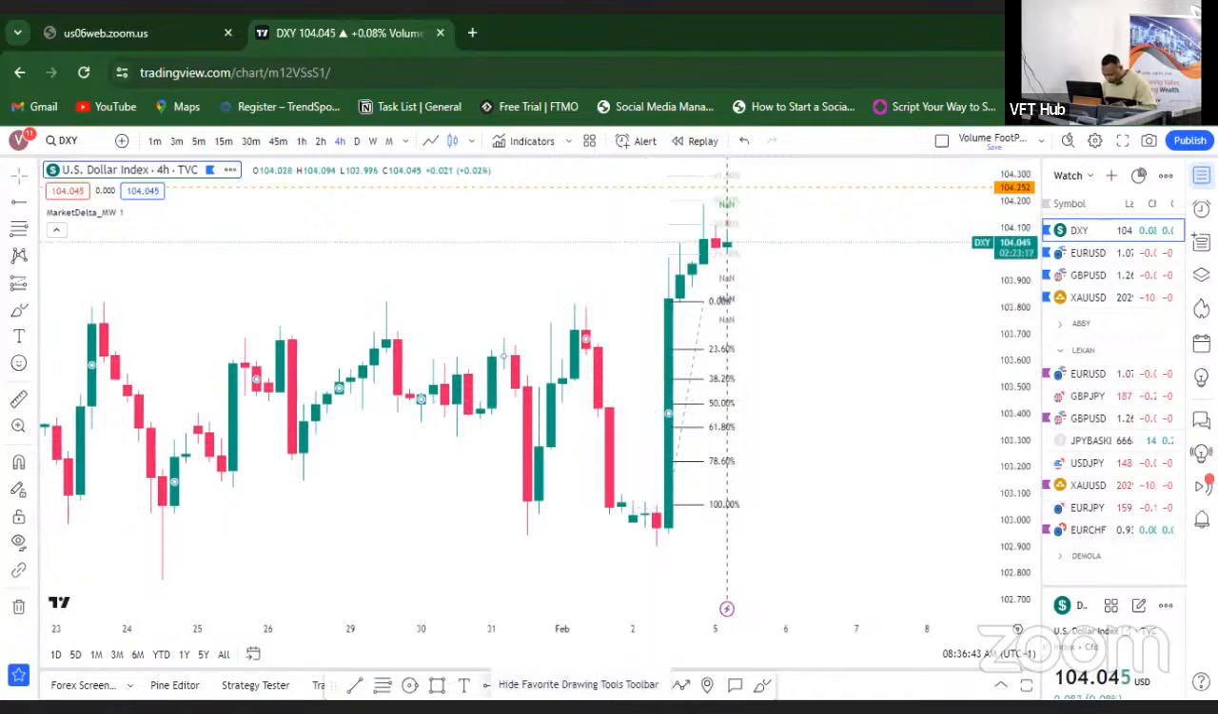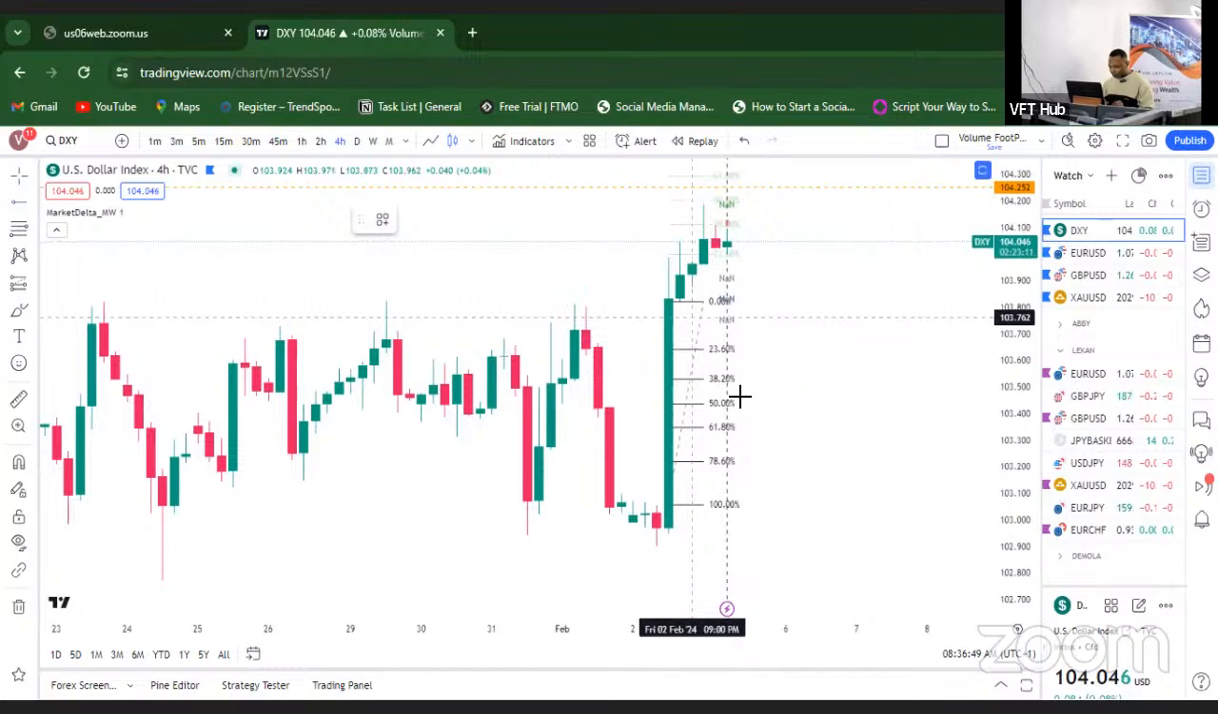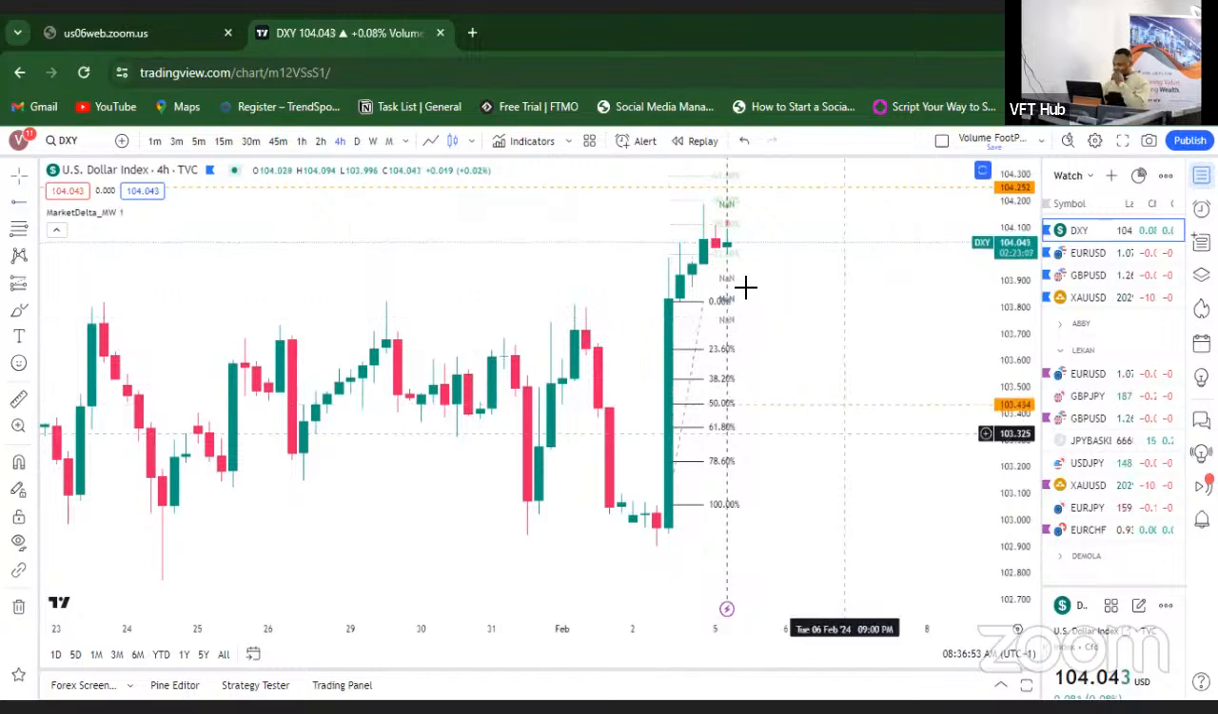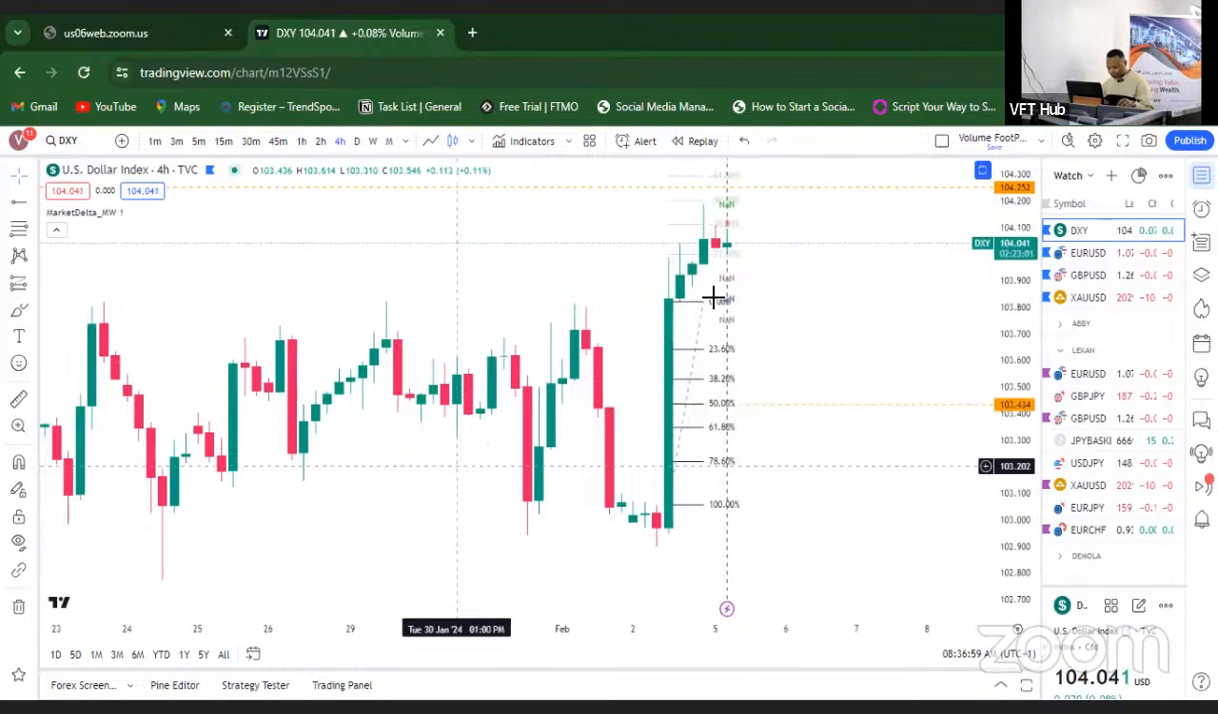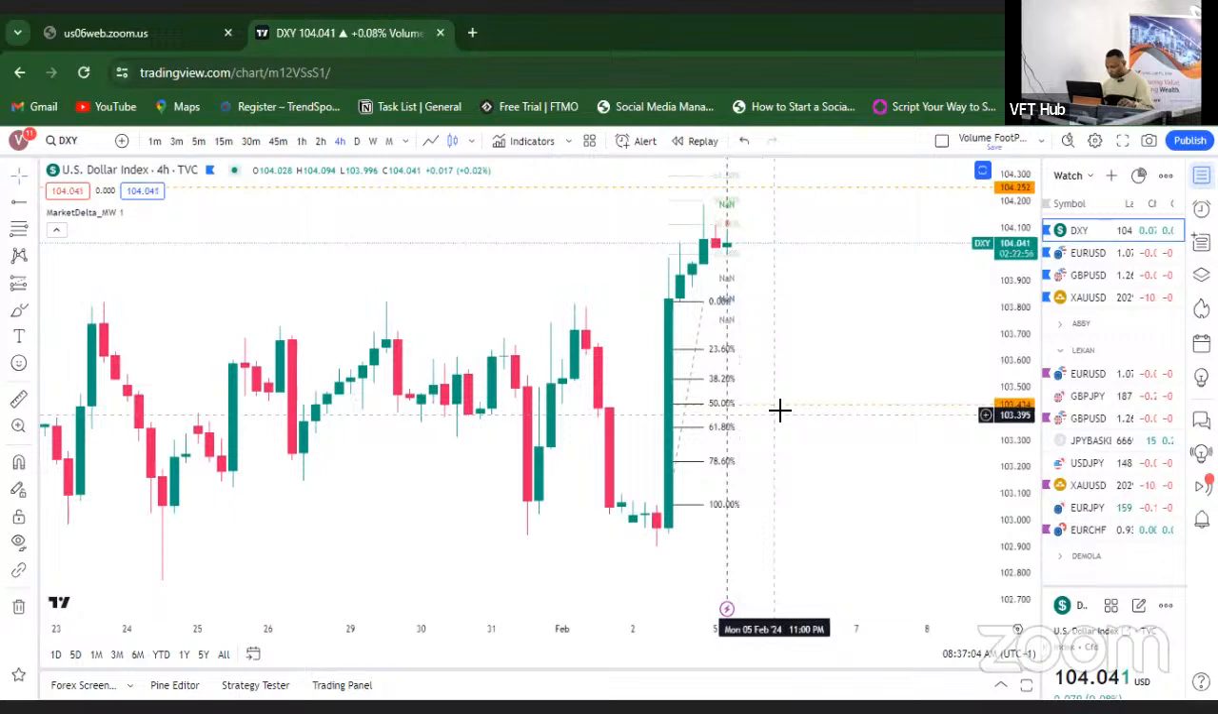First is that price returns to 50% of this fair value gap right here. And second is that price goes to break above here. So this is the path we want to see price follow: go and break above here, or return to this fair value gap 50% and then trade above. So these are the two paths that we will expect DXY to follow this week.